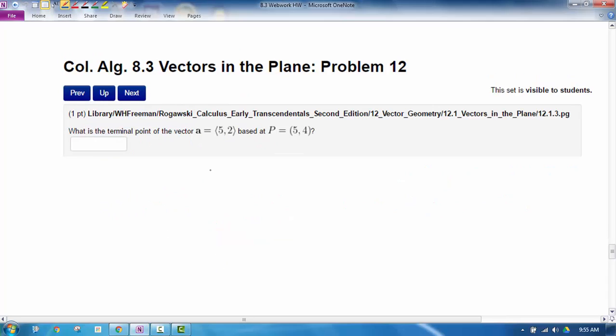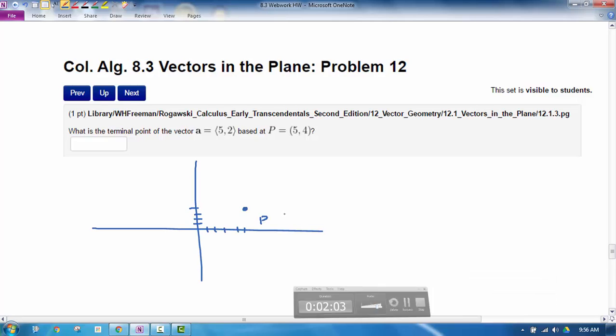The next problem is problem 12. It says, what is the terminal point of this vector based at the point 5, 4? So I'm going to graph this real quick. We start at the point 5, 4, which is right here. And then what this says is we're going to go over 5 up 2. So we're going to go over 1, 2, 3, 4, 5, and we're going to go up 1, 2. So we translate by that amount, basically. And the terminal point is the point at the end of that arrow that we're looking for.